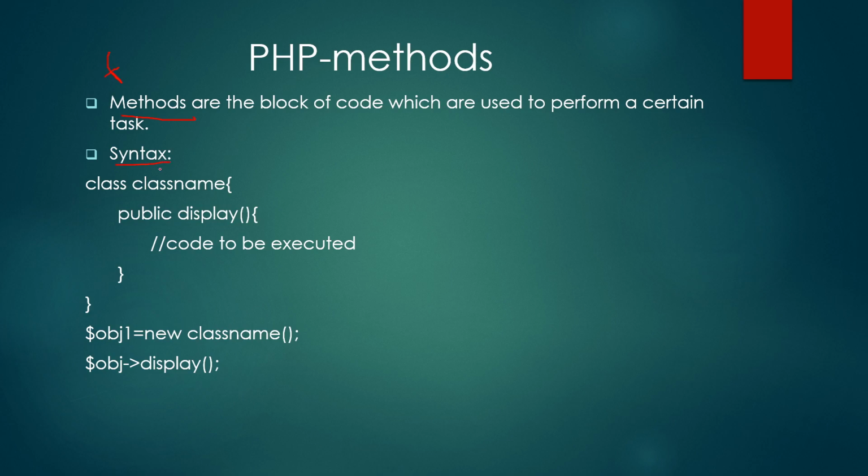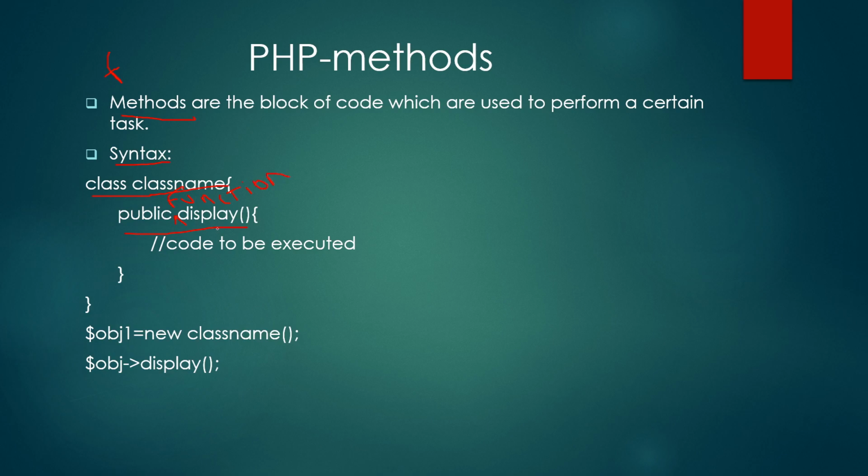So the syntax is, we have a class called class name. We have one method. This is how a method is created. I forgot to write the keyword function here. It is important to write the keyword function. I'll just write it here. Everything should be in lower case.